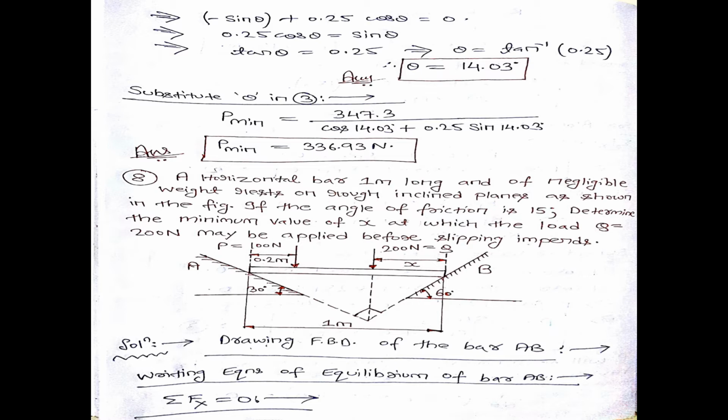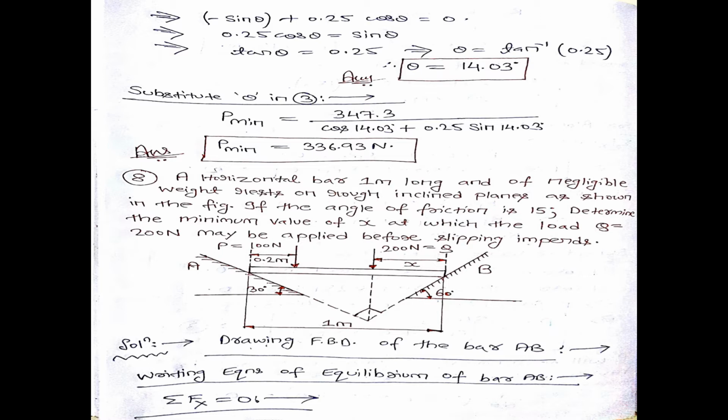That means what is given in the problem? A horizontal bar is placed on two different inclined planes. End A of the bar is kept on a 30-degree inclined plane and end B of the bar is kept on a 60-degree inclined plane.